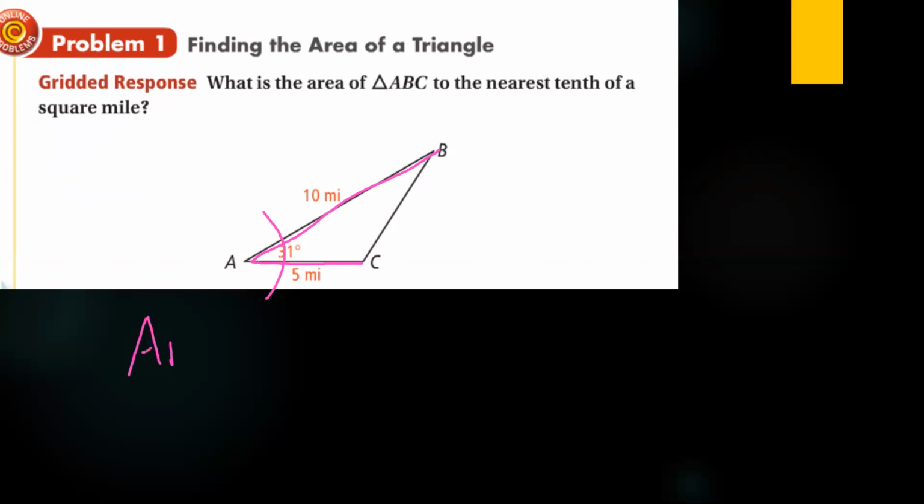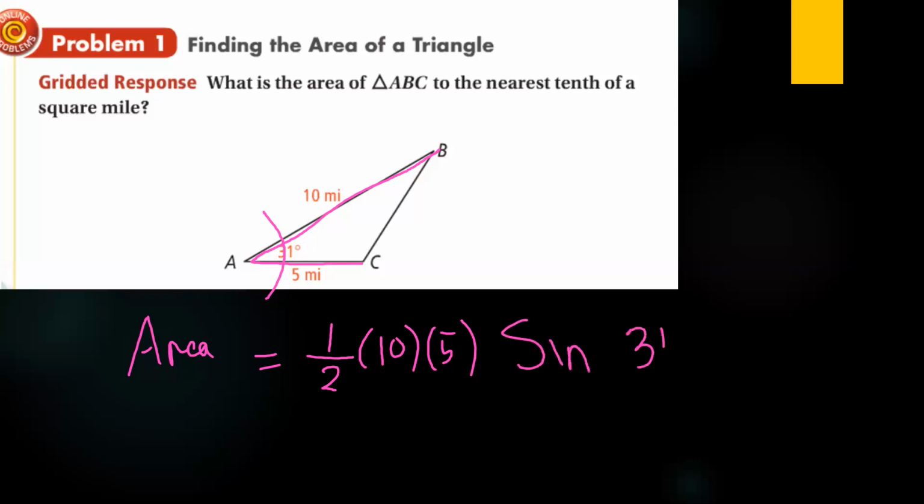So the area of the triangle will be half times 10 times 5, the two sides, times sine of the included angle. So 25 sine 31 degrees. Let's find the answer now.